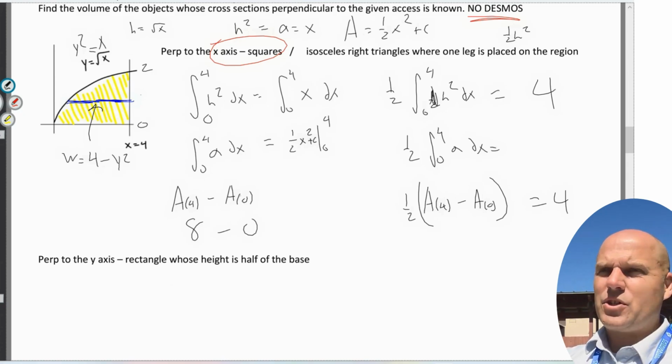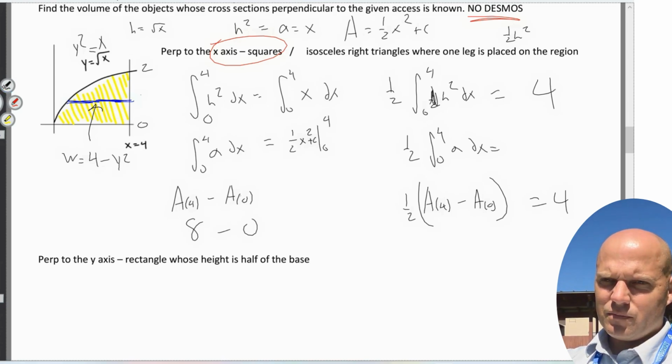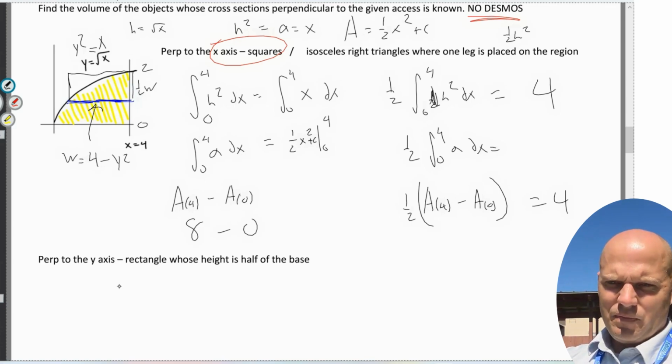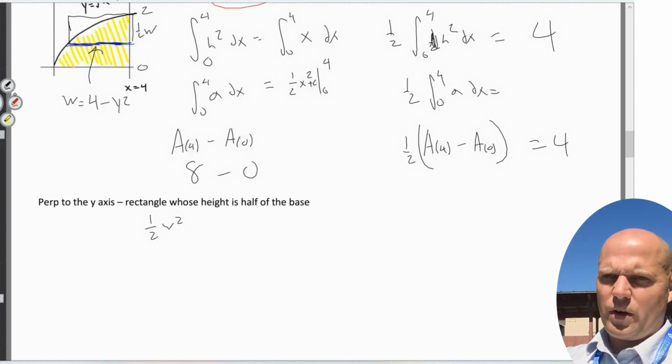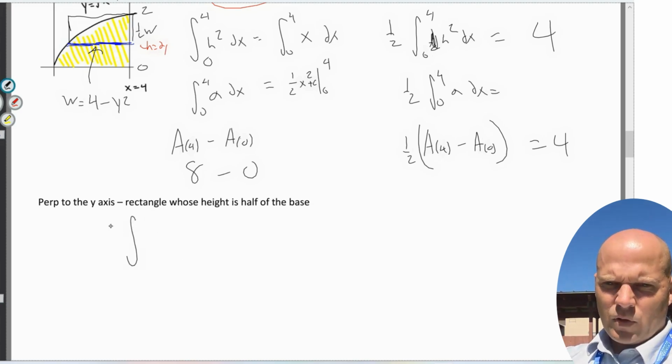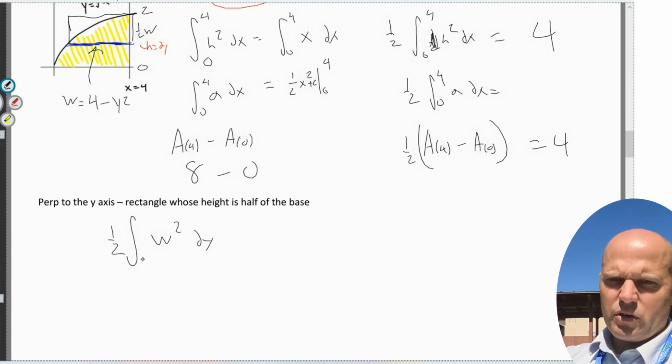If I put a rectangle here whose height is half the base, well, the base is w, the height is 1/2 w. That means I'll have 1/2 w squareds. So if this comes out like that, this is going to be a half w. So I want a 1/2 w squared. I want to sum up those 1/2 w squareds. The height of the rectangle is a small y distance. So I want to sum up 1/2 w squared times dy from 0 to 2.